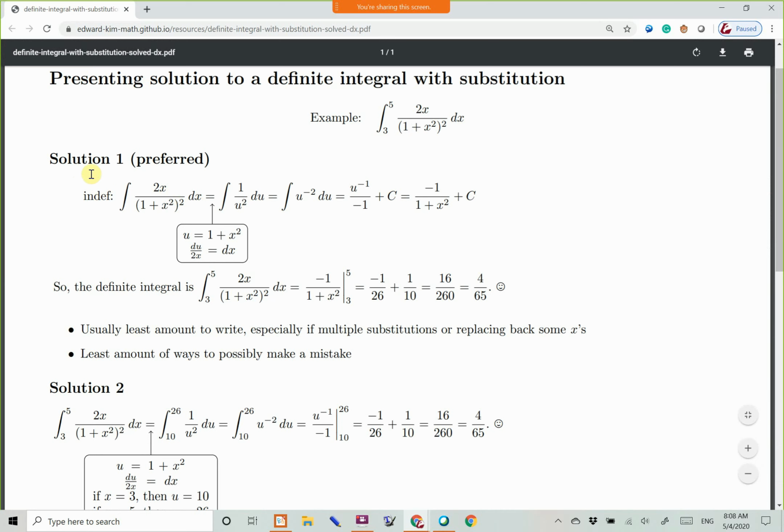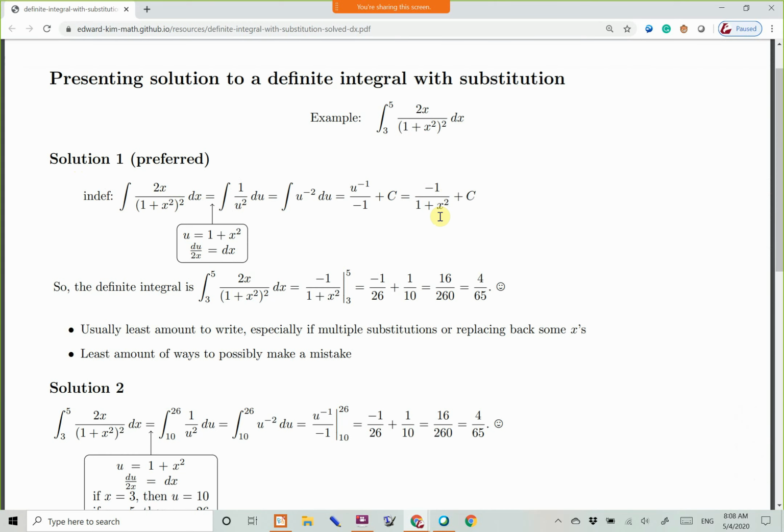So what I think method 1 or solution 1, which is preferred, is just start with the indefinite integral, right? It's less work to do the indefinite integral, and you'll see here there's this u substitution that's made. You end up with this integral, integral 1 over u squared du, and the result of that indefinite integral is negative 1 over 1 plus x squared, plus a c.